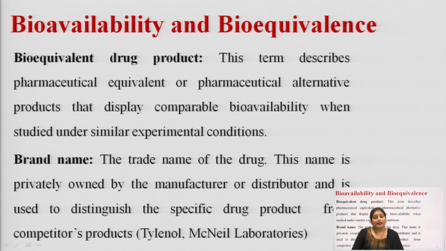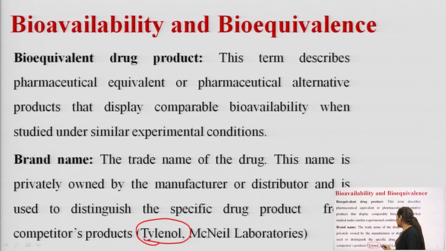Next is the brand name. What do you mean by the brand name? This is the trade name of the drug. It is the name privately owned by a manufacturer or distributor, and it is used to distinguish the specific drug product from the competitor's product. For example, Crocin and Saridon are brand names, or Tylenol, which is a brand name of McNeil Laboratories.